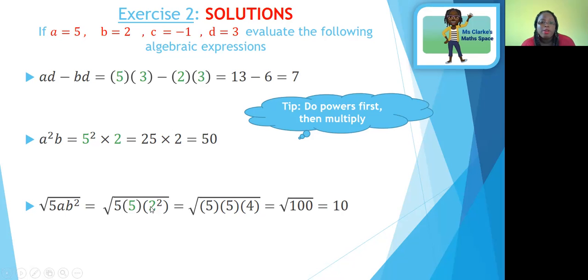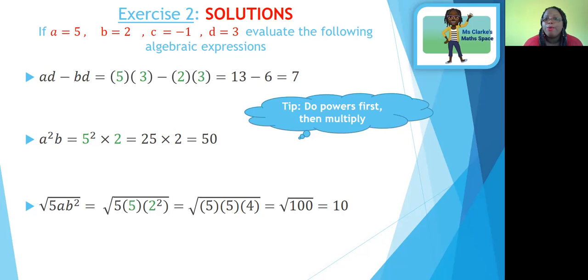Remember, we deal with these squares first. So 2 squared is the same as saying 2 multiplied by 2, which is 4. And we end up having 5 multiplied by 5 multiplied by 4, which is 100. And now we find the square root of 100, and we know that that is 10. Technically, it's plus or minus 10, but you can simply put 10 for the purpose of this exercise.